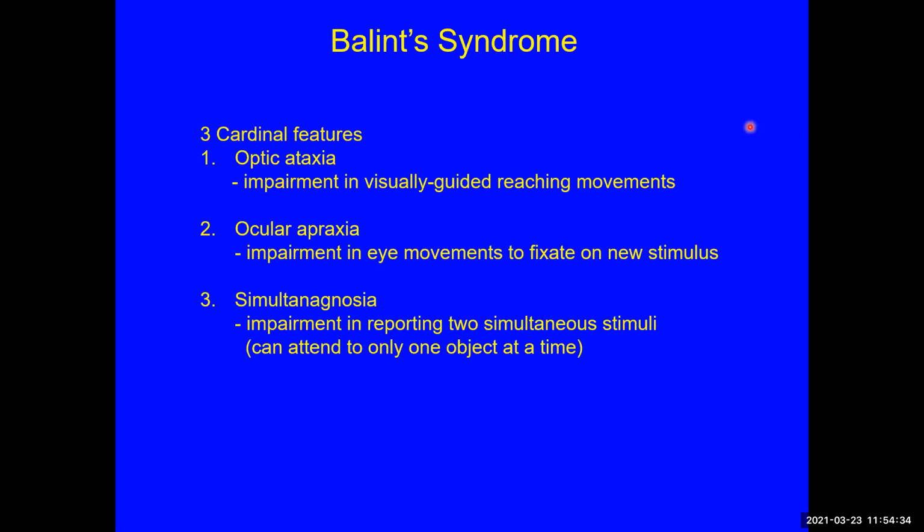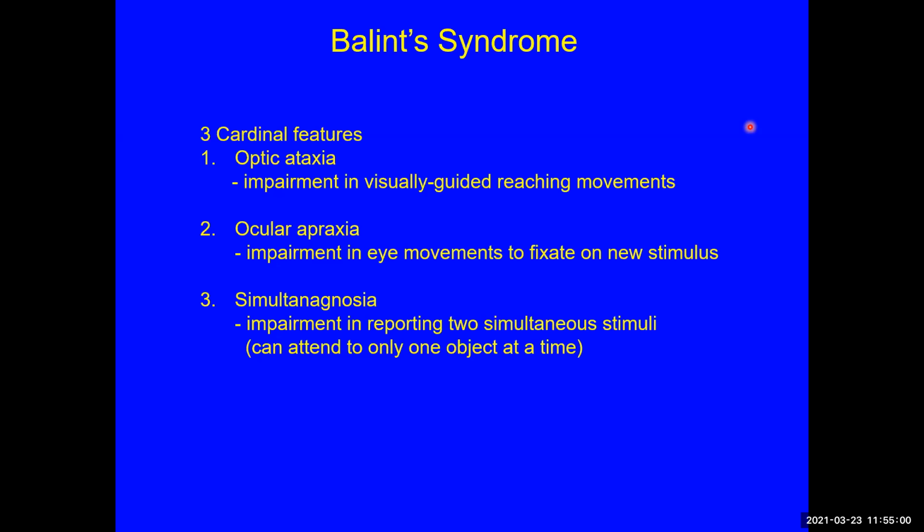And the people with Balint syndrome, that can be impaired. So they would have difficulty reaching for their cup of coffee. Even though they're able to move their hand around, and they're able to, with some qualifications I'm going to talk about in a minute, probably see the cup of coffee, connecting those two pieces of information is oftentimes a problem for them. So that's optic ataxia.